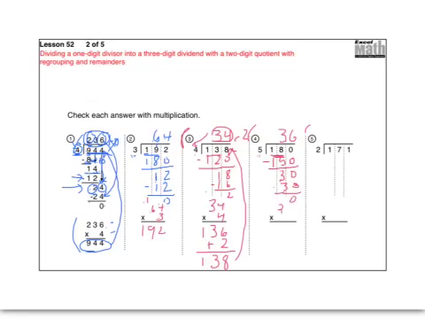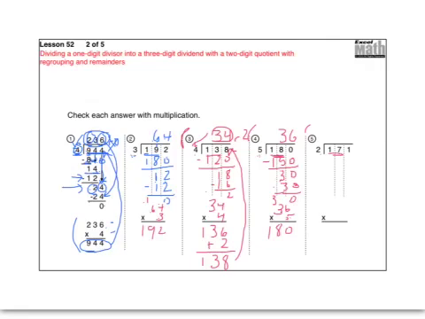Then I do 36 times 5 to check it. 6 times 5 is 30, carry the 3. 3 times 5 is 15, plus 3 is 18. All right, hopefully you've already done number 5 here. Don't just copy what I'm doing. You won't learn anything. And you're going to be doing these for a long time to come, so you've got to learn it.